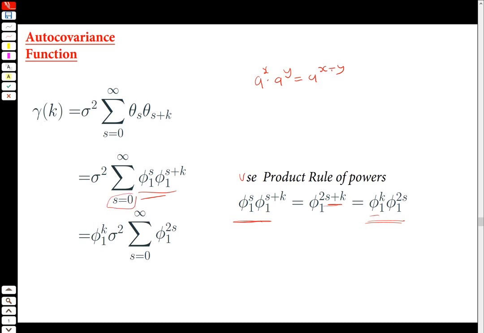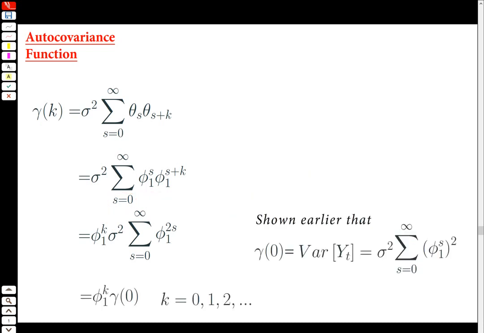Well, this is just a geometric progression in phi1 squared. So if we expand this sum out, we're going to get phi1 to the 0, which is 1, plus phi1 squared, plus phi1 squared squared, and so on. We know that phi1 is less than 1 in absolute value, so therefore the square of it is also less than 1, because something less than 1 squared is obviously also less than 1. So under the stationarity assumption, we have a geometric progression in a variable which is less than 1.